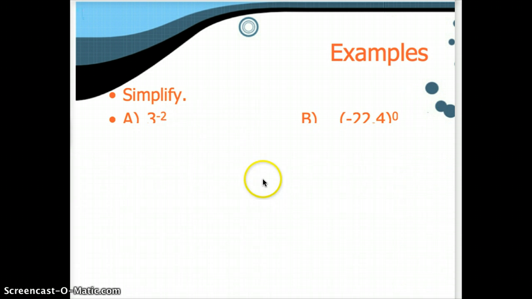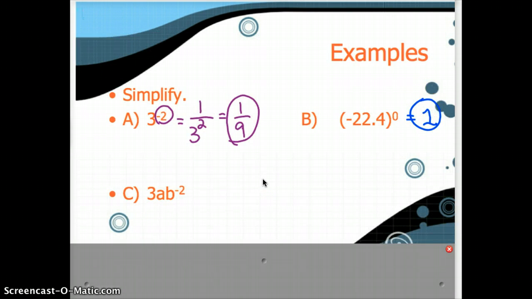All right, a little trickier. C is 3a times b to the negative 2. What is important to note here is this is 3 times a times b to the negative 2. It's not all in parentheses. This negative 2 only has power over the b.